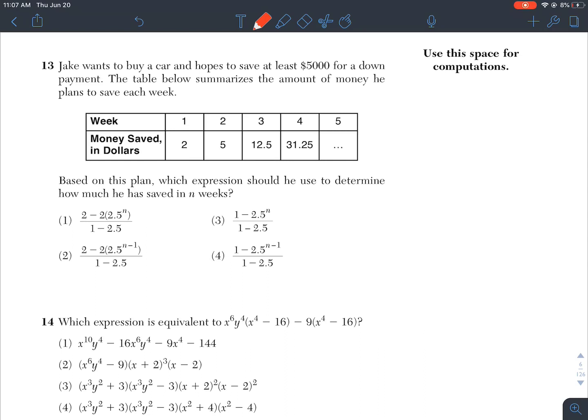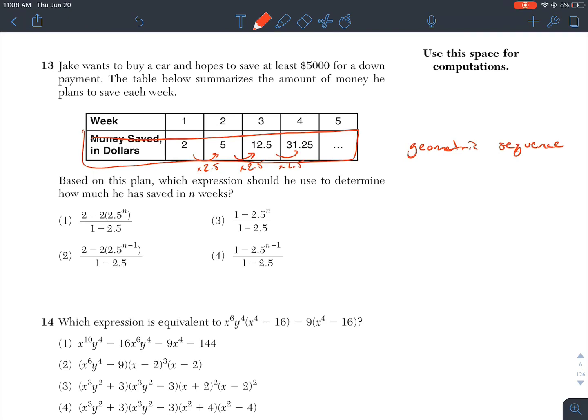The pattern looks to me like, okay, well, maybe it's plus 3, but it's not, because it doesn't work for the next one. The pattern is times 5 divided by 2, which is 2.5, times 2.5, and if you check it for all of them, that works. So what we have here is a geometric sequence. But the total amount that Jake saves is not going to be the value in week 5. It's going to be all of the money that he saves up, all added up.